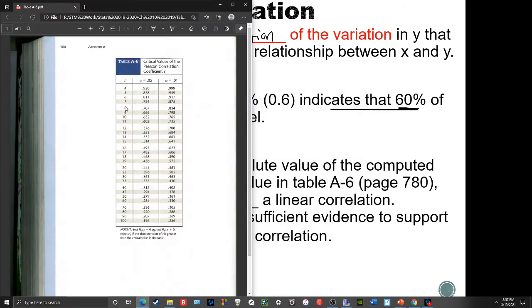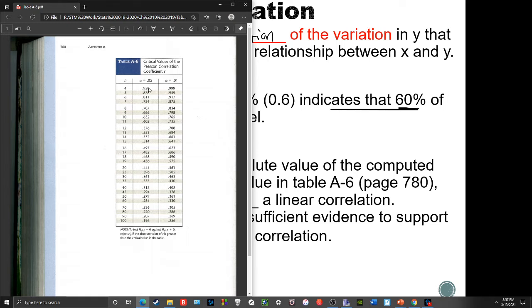So n, remember, is your data set. This is the number of pairs of data that you have. If you don't have the exact number of pairs, you pick the closest one. So this says that if you have 4 data sets and you're doing a 0.05 significance test, because this is kind of like a significance test, so if you want to be 95% confident in your answer and you have 4 data pairs, then you're looking for 0.95. If you're above 0.95 for your r, then you can say that there is a linear correlation.